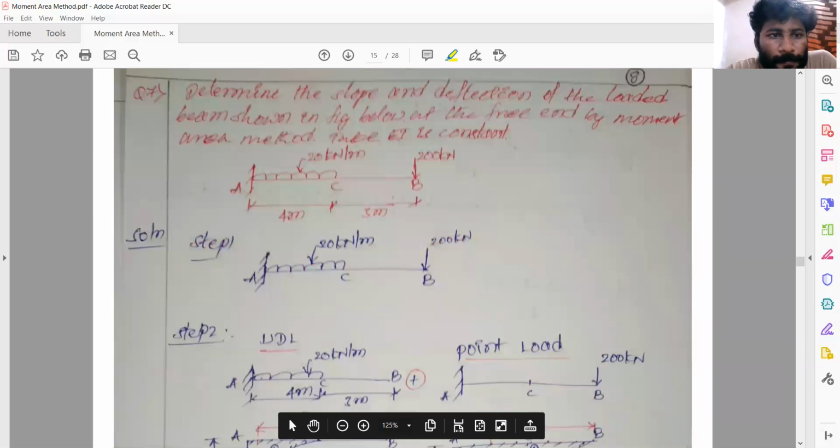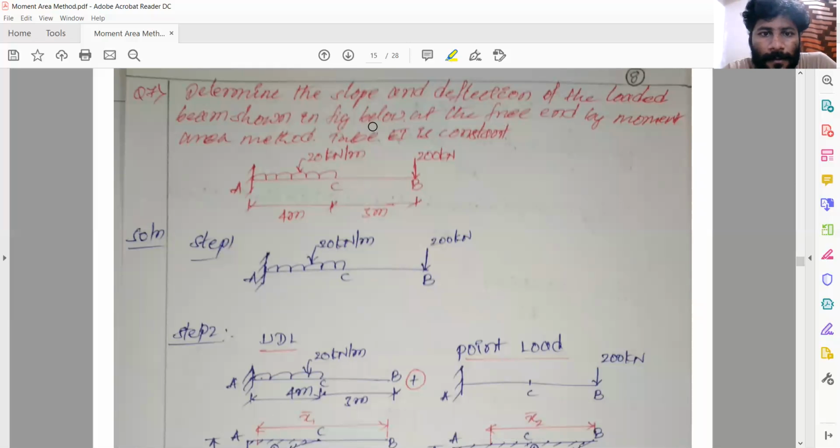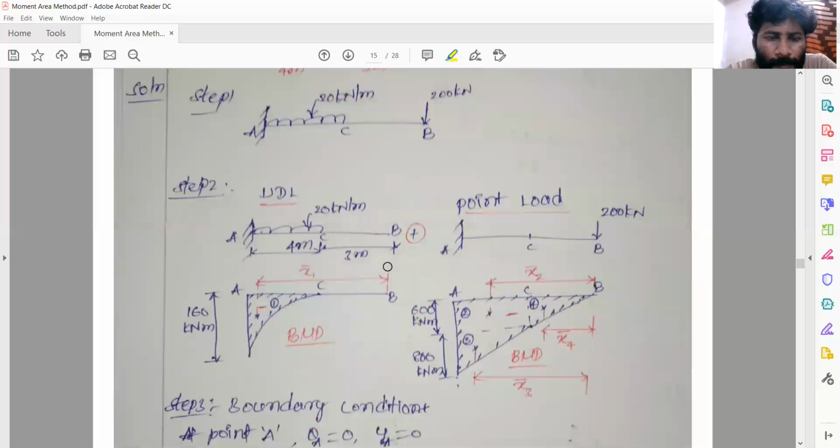So we'll move on to the next problem. Here you can see: determine the slope and deflection of the loaded beam shown in the figure. We want to find the slope and deflection at the free end. This beam is subjected to a UDL over half of its length and a point load. What I will do here is separate this combined load system into individual load systems: a cantilever beam with a UDL and a cantilever beam with a point load. Adding these two gives this one, by superposition.